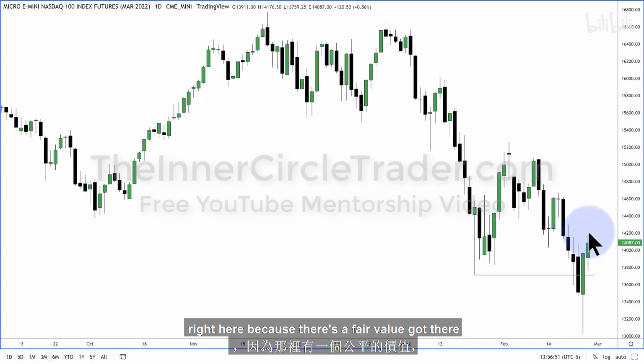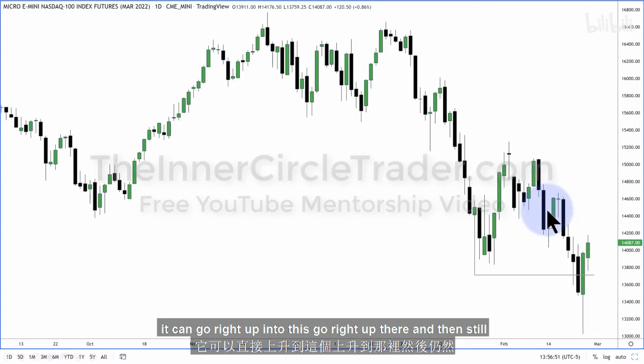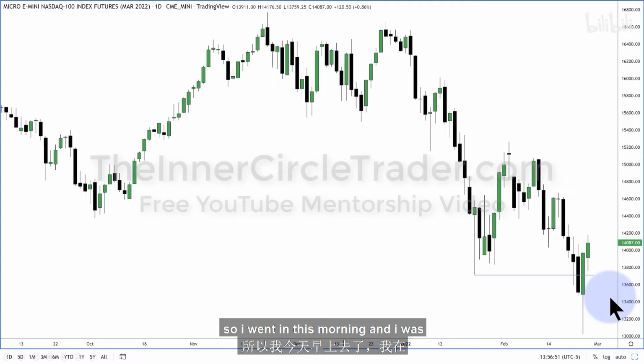So it also could reach up into this little area right here because there's a fair value gap there. Just like we had it here and filled in, it can go right up into this, go right up there, and then still resume going lower. It might need to go up into that.